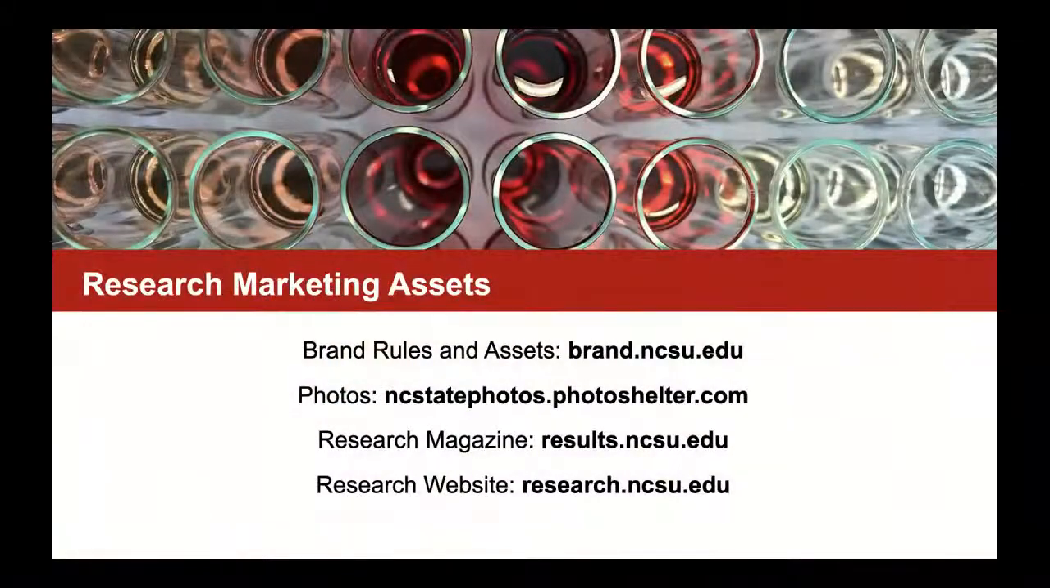So we connect, we help. I put some URLs here for you to find some assets that you can use to help talk about your own research and also to help understand how we generally define the brand of the university at NC State.